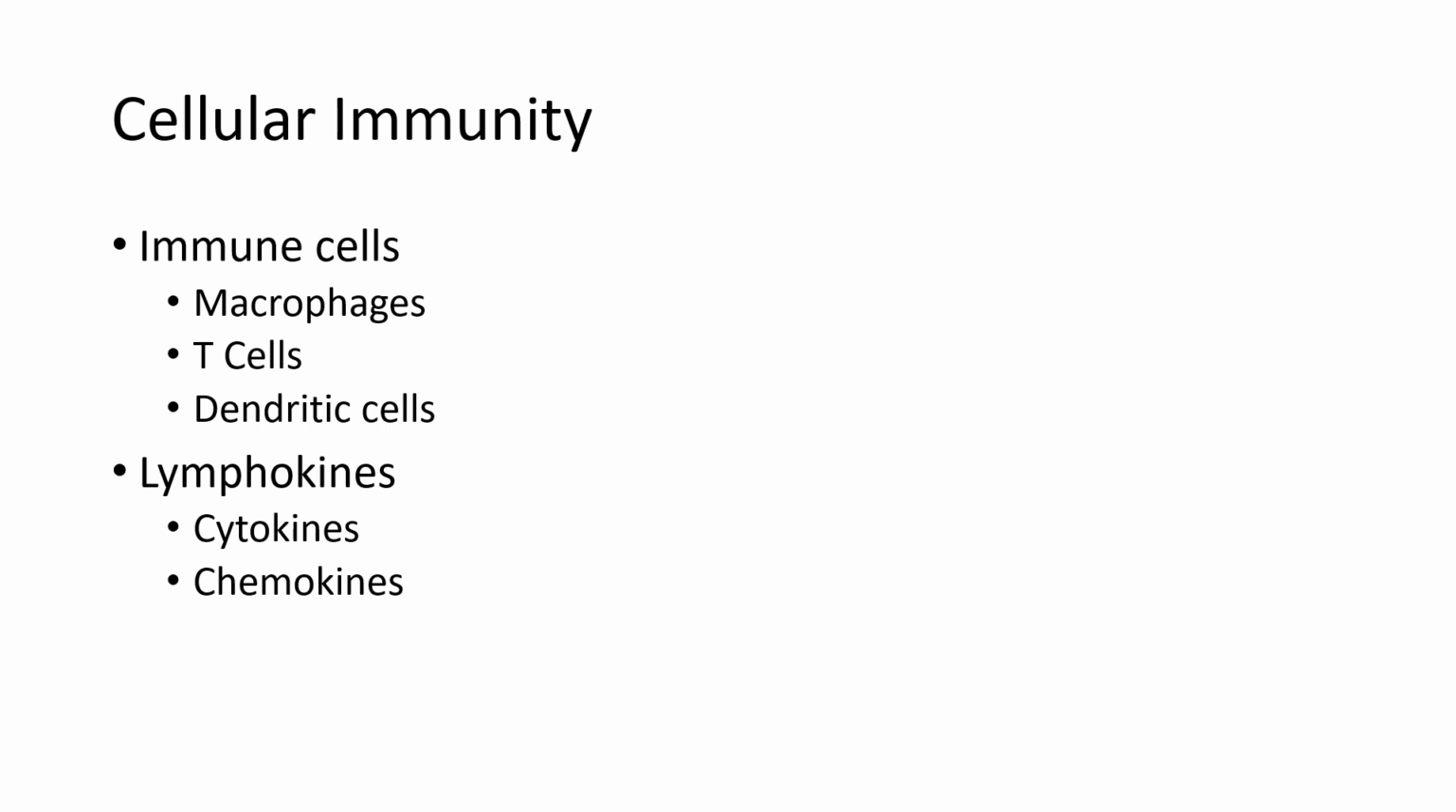Cellular immunity is one of the two major divisions of immunity. It is mediated by immune cells such as macrophages, T cells, and dendritic cells. Effector molecules called lymphokines are powerful molecules that act as a means of communicating the need for the immune system to be activated. These are cytokines and chemokines.